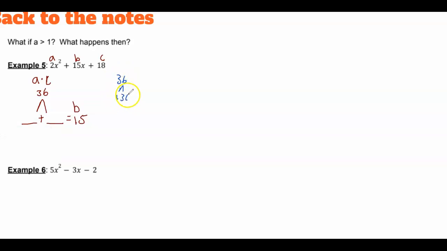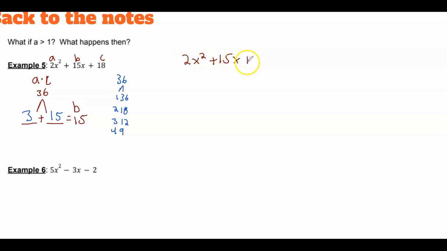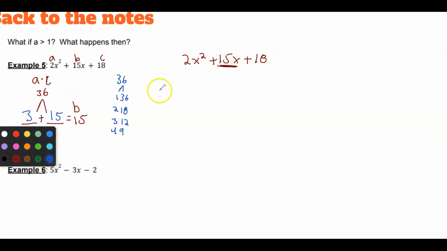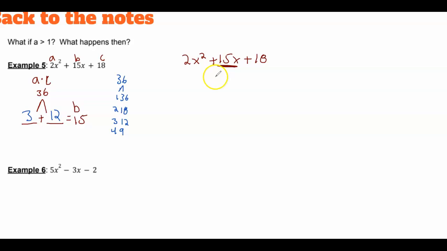36 is 1 and 36, 2 and 18, 3 and 12, 4 and 9. 3 and 12 look like they'll get us 15. So what I'm going to do is I have this trinomial. I'm going to take this middle number and break it. Oh, sorry, I miswrote here. This should be a 12. I'm going to say that 15x is the same as 3x plus 12x.